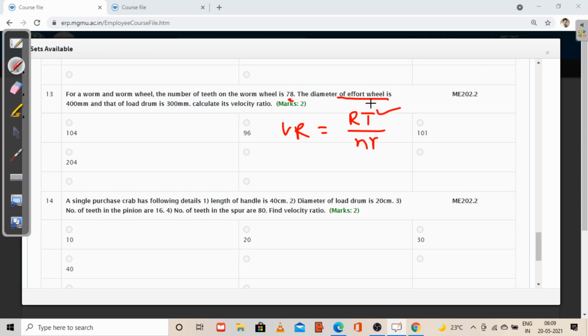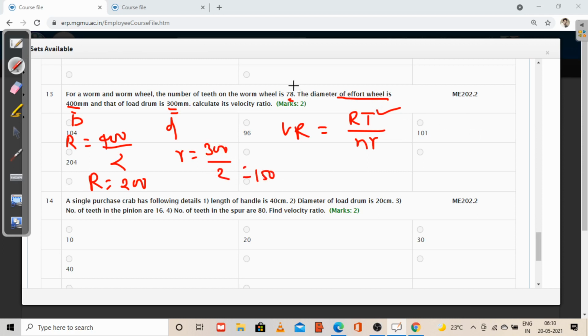The diameter of the effort wheel is 400, तो diameter को आपको convert करना होगा radius में, and the load drum is 300. So ये होगा आपका diameter capital D, ये होगा small d. इसको R में convert करना होगा, 400 को divided by 2 करेंगे, so R will be 200, and small d को small r में convert करना है, 300 divided by 2, so it will be 150, and T is 78, and N, what is the N?